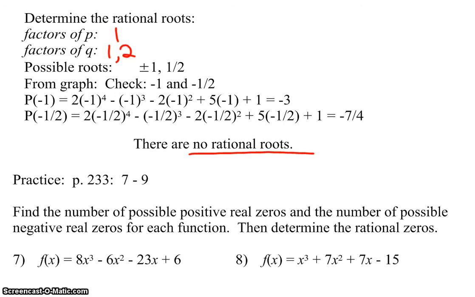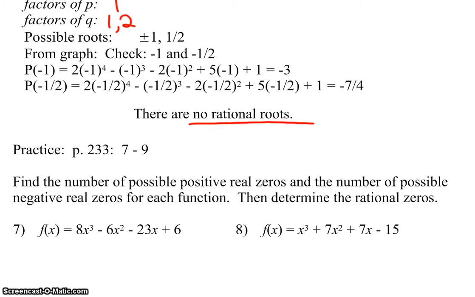Now that doesn't mean there weren't real roots. There were 2 real roots, just no rational roots. At this point, do the following examples and then check your work.